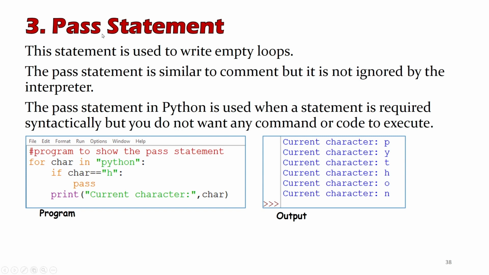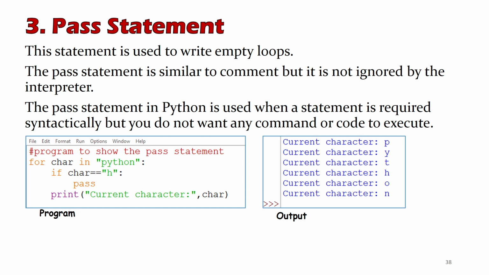Now, the pass statement, as the name suggests, pass. What do we do when we are playing some game and we pass something? If a question is given to us and we are passing it on, what happens? It will move to somebody else. So here also it works like that. This statement is used to write empty loops. The pass statement is similar to a comment, but it is not ignored by the interpreter. The pass statement in Python is used when a statement is required syntactically, but you do not want any command or code to execute.